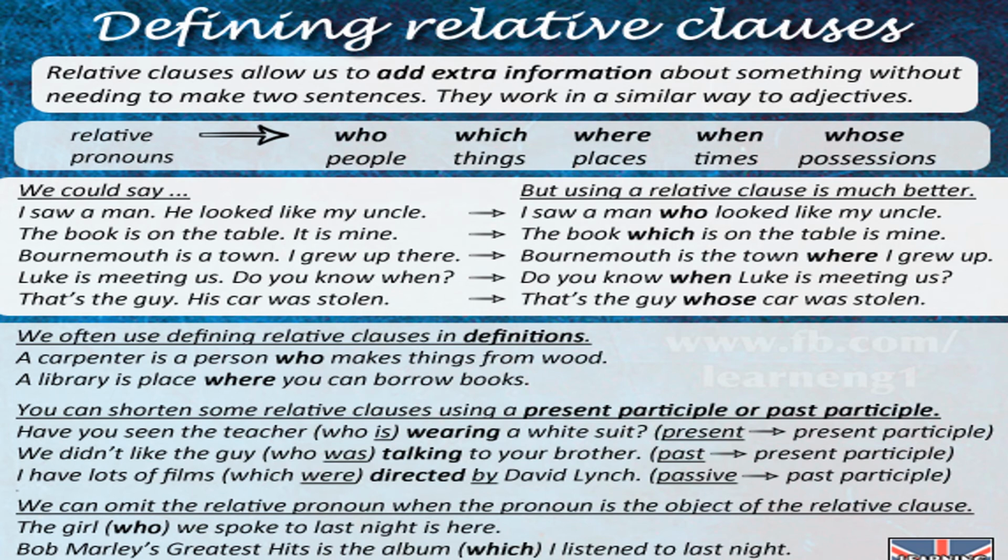Now we can omit the relative pronoun when the pronoun is the object of the relative clause. The girl we spoke to last night is here. So the relative pronoun is omitted when it is the object pronoun. Bob Marley's Greatest Hits is the album which I listened to last night. These are just examples of how relative pronouns can be omitted in certain cases.